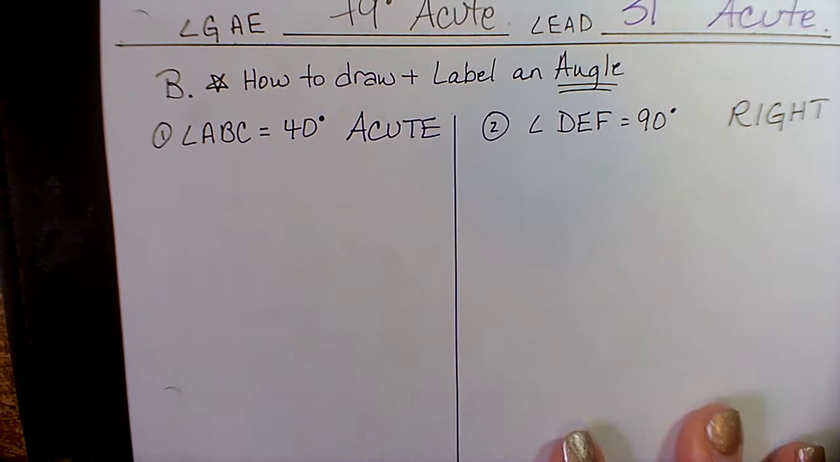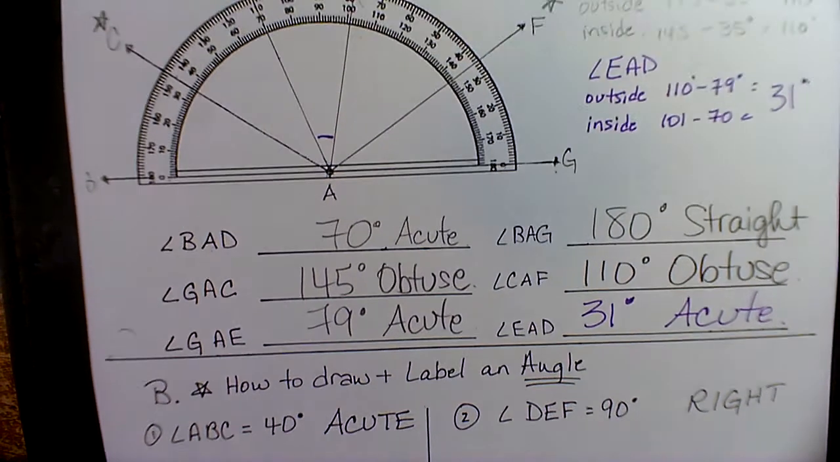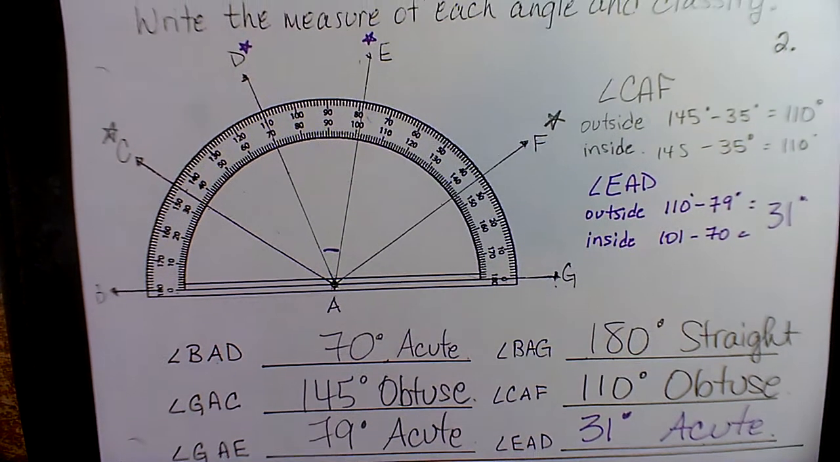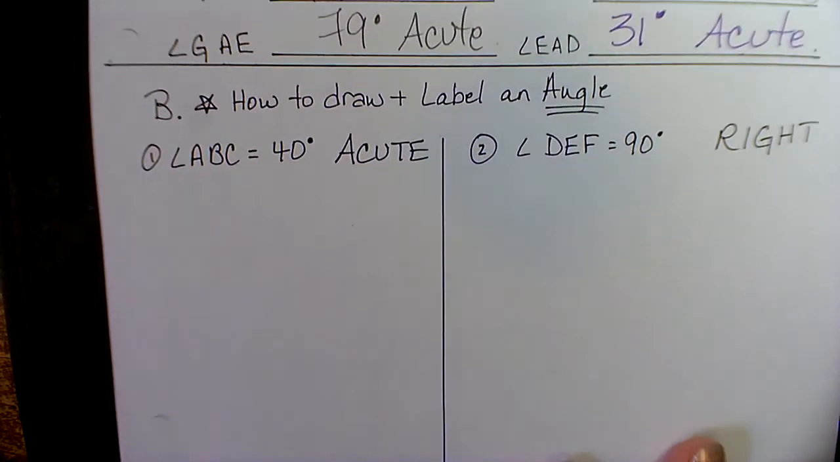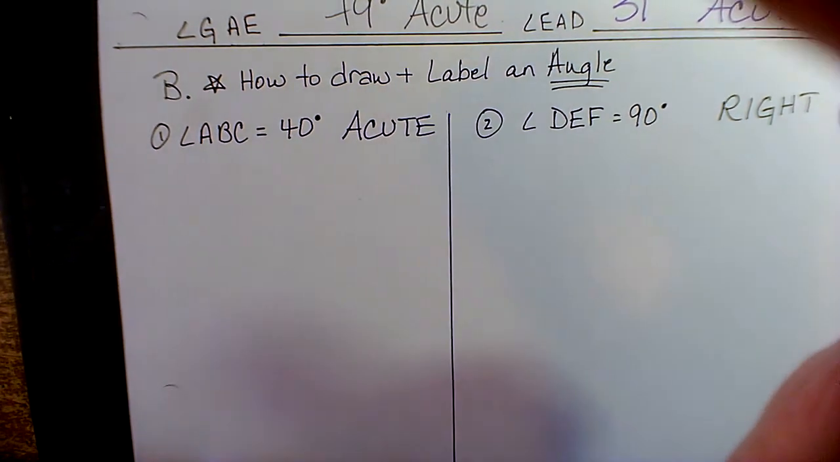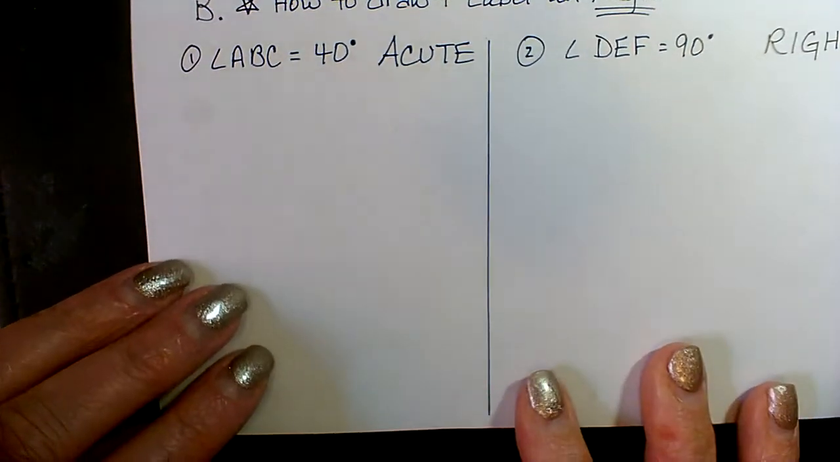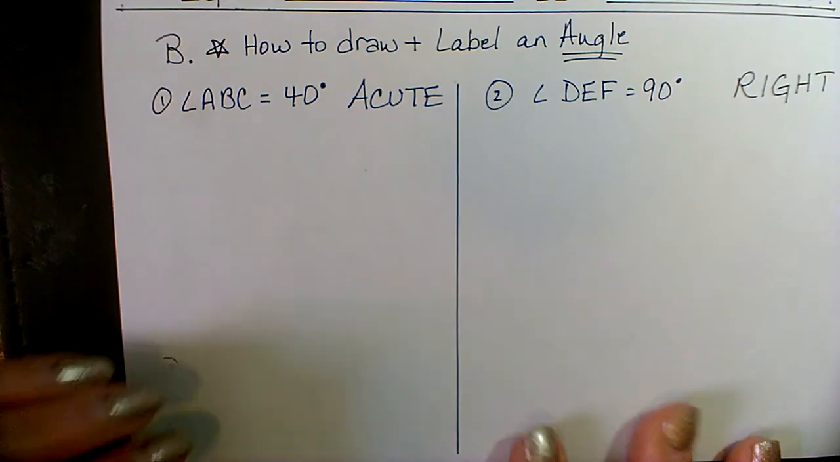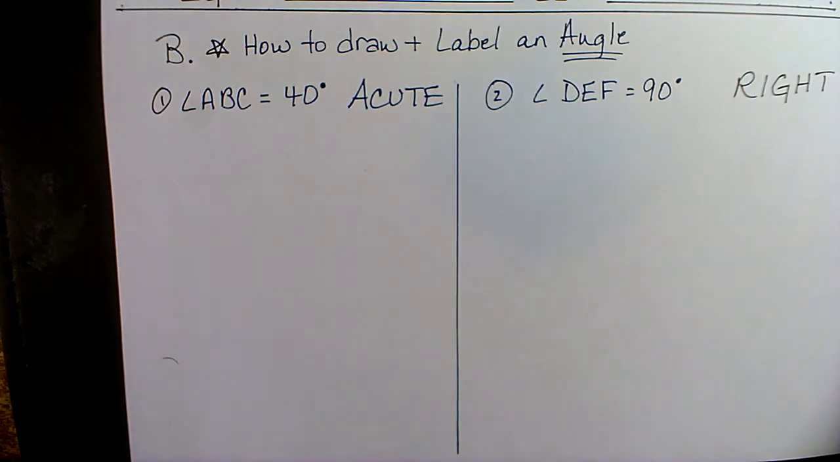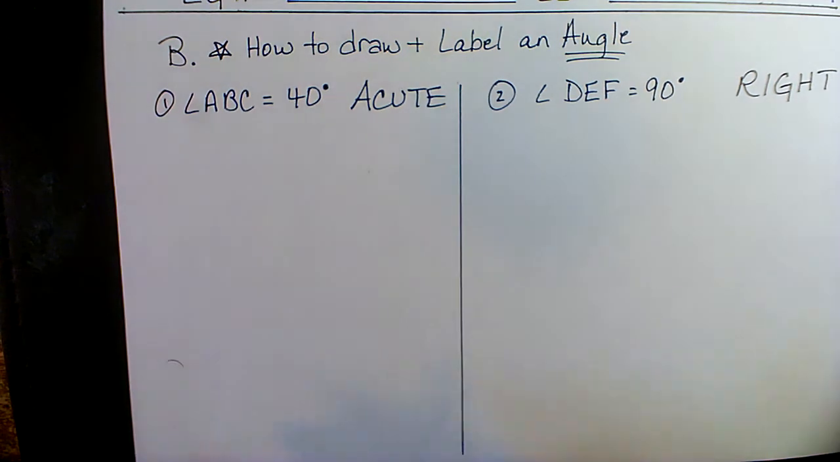Last part is drawing. Okay, so if you have to go back, read that, watch that again, go ahead. But I'm going to move on to drawing. All right. Let's see if I can get that a little clearer. There we are. So I've got how to draw and label an angle. So they tell me what my angle is. It's angle ABC. I need it 40 degrees.